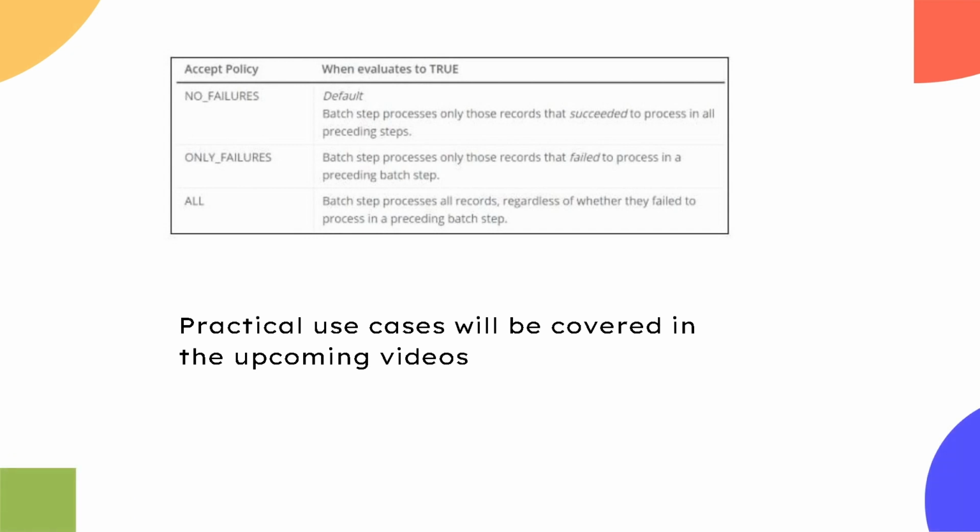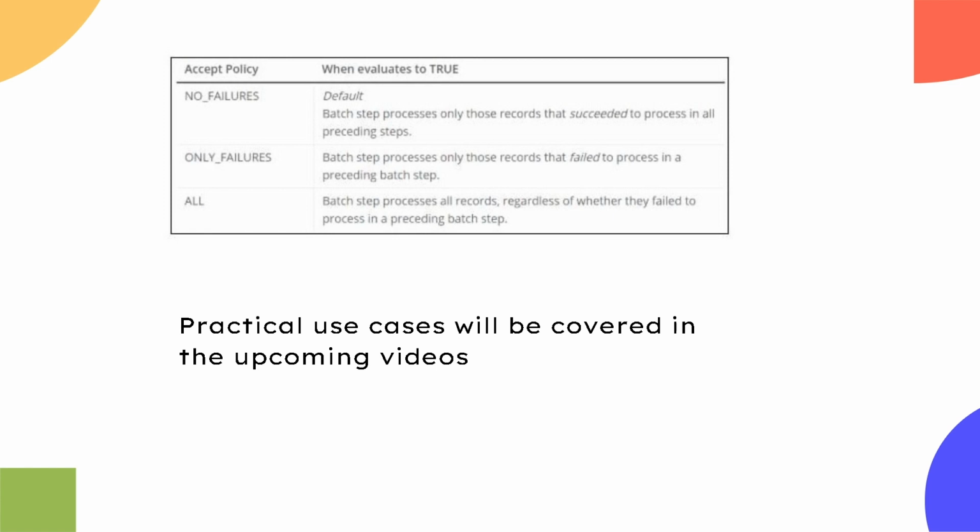No failures. What will happen in case of no failures? It is written that the batch step processes only those records that succeeded in all the preceding steps. So let's say if the batch step accept policy is no failures, it will process only those records which are successful in all the preceding batch steps.